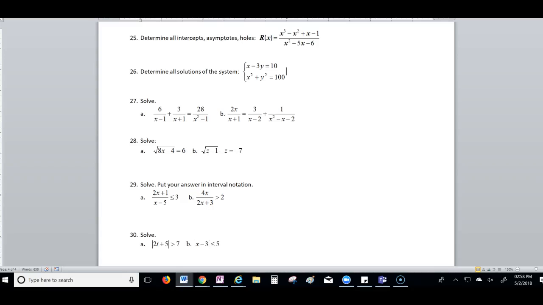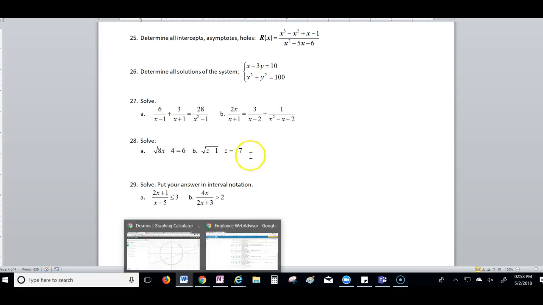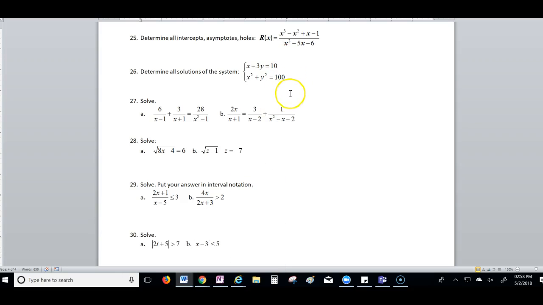In solving a system of nonlinear equations, you need to keep in mind what each equation is. So, for instance, for number 26 in the course review, this is the equation of a line. This is the equation of a circle. Now, a line can intersect a circle in 0 places, 1 place, or 2 places. So you need to keep that in mind as you are finding your solutions.